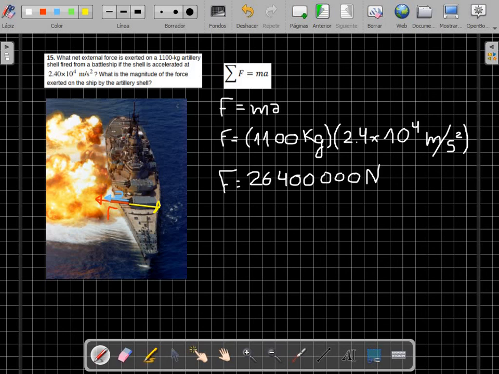So the force that the artillery shell exerts on the battleship is the same, 26,400,000 newtons. That's the end of this exercise.